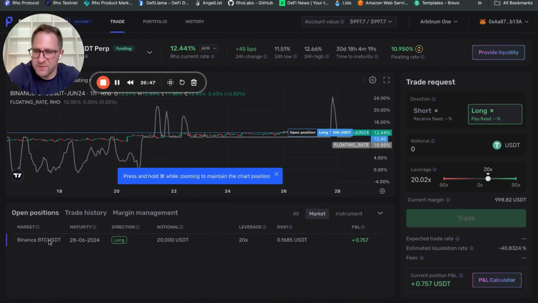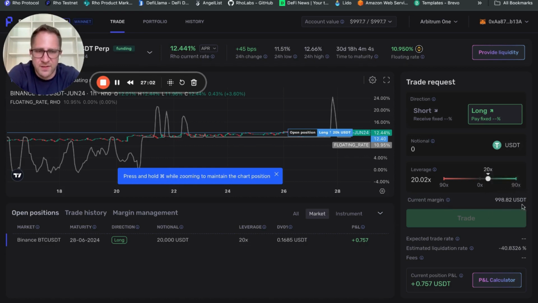So if you remember last time, here it is, we opened a position on the Binance BTC USDT perp funding market with June maturity, matures on the last Friday of the month of June. We opened a long position with a notional 20,000 USDT on 20x leverage. So I initially deposited $1,000 worth of collateral.